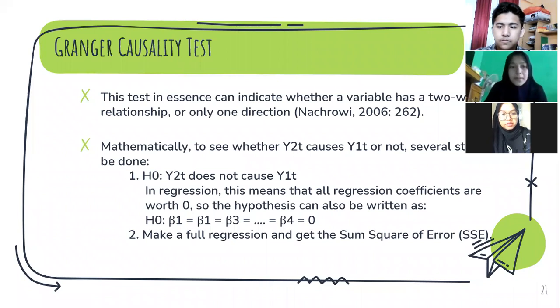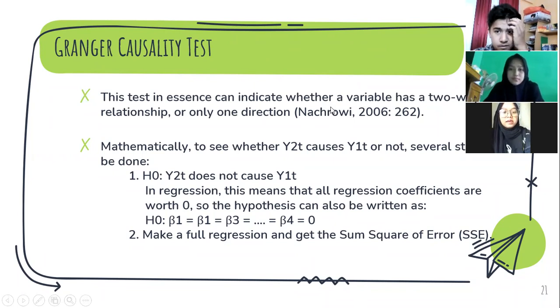Next, about the Granger causality test. In essence, this test can indicate whether a variable has a two-way relationship or only one direction. This is from Nakrovi in 2016. Next, mathematically, to see whether y2t causes y1t or not, several steps can be done.